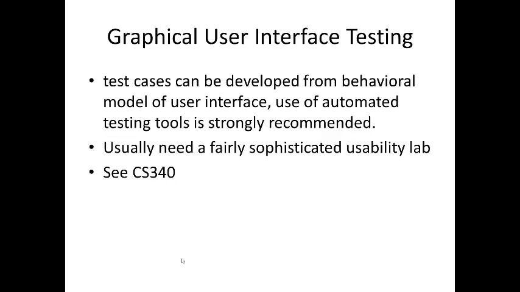So those are the general testing strategies. Now there are some specialized testing types that do take place in software engineering. Let's take a look at a few of those. The first is graphical user interface testing. You can develop test cases that are based upon the behavioral model of the user interface. So how do users actually use the software? And then you can use automated testing tools to stress the functions that the users use most frequently. You can also set up a fairly sophisticated usability lab like we talked about in CS 340.